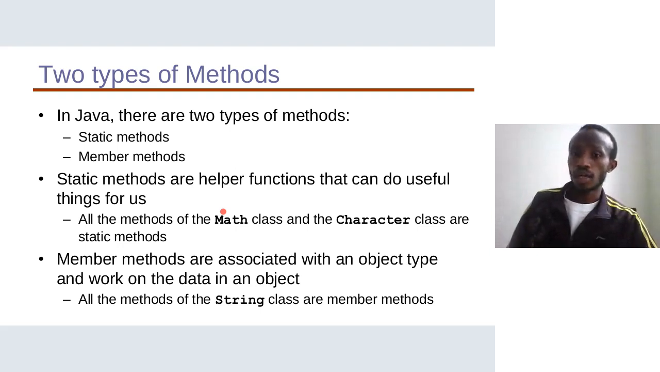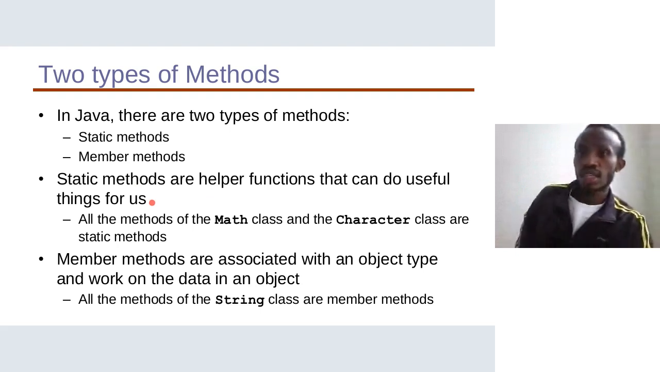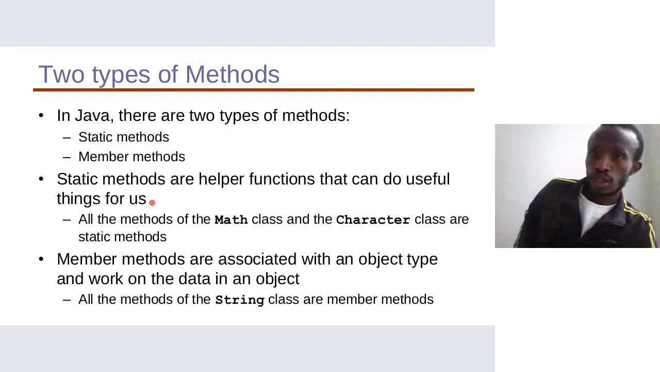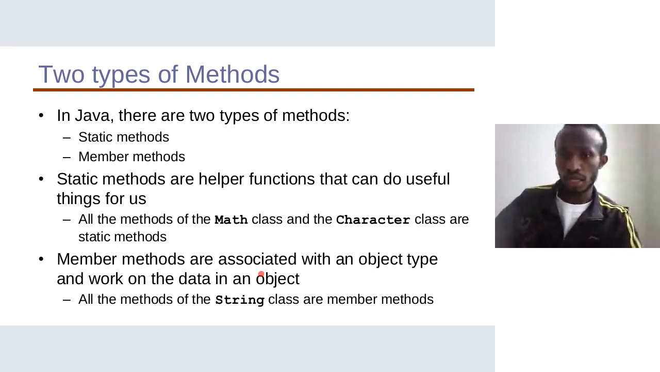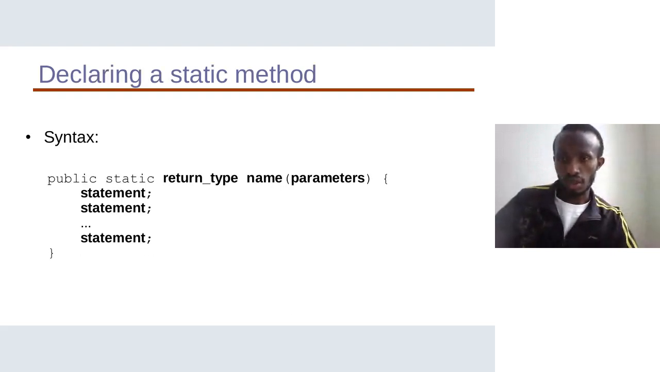But for member methods, they must be pinned. You must create an object. For example, the string. We looked at the string class. All the methods in the string class are member methods. For you to be able to use those methods, you have to create an object of that particular class. So in this case, we can focus on static methods.